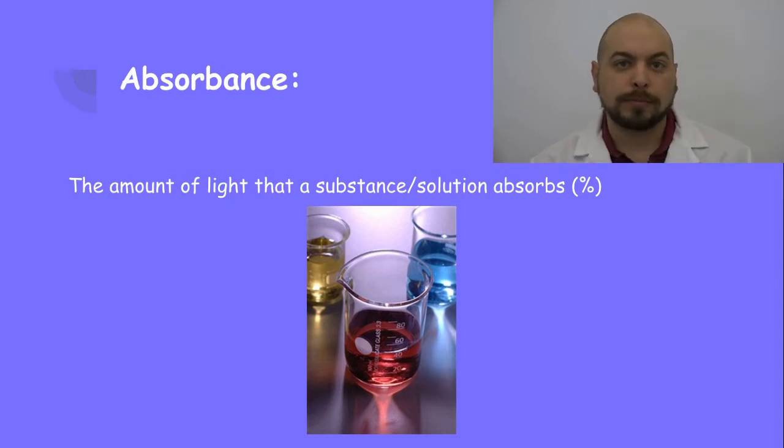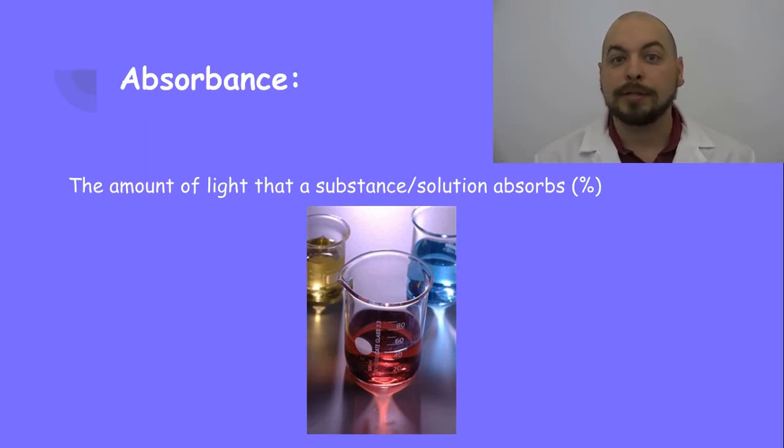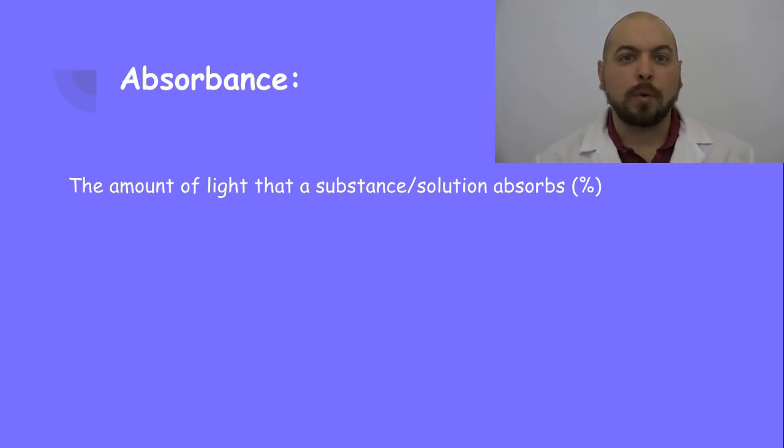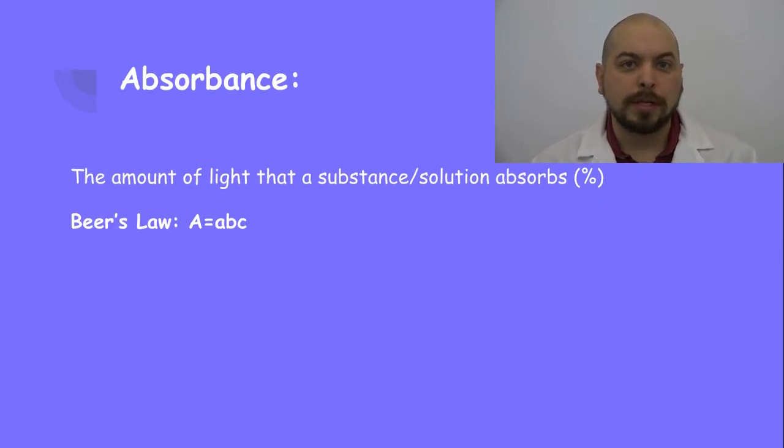And the concentration of the solution is going to dictate how much of that light it absorbs or allows through. The more concentrated a solution is, the more light it's going to absorb. There's actually an equation called the Beer's law equation that is going to be on the formula sheet. And the Beer's law equation tells us exactly that the more concentrated a solution is, the more light it's going to absorb. In fact, here's the Beer's law equation.